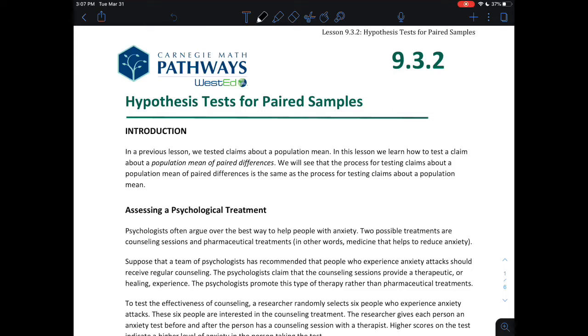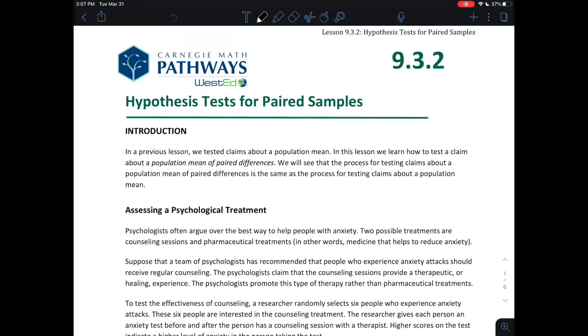Lesson 932, Hypothesis Tests for Paired Samples. In a previous lesson, we tested claims about a population mean. In this lesson, we learn how to test a claim about a population mean of paired differences. We will see that the process for testing claims about a population mean of paired differences is the same as the process for testing claims about a population mean.